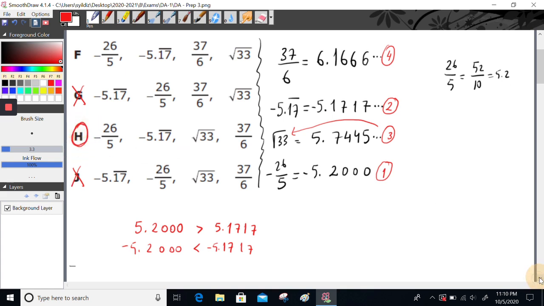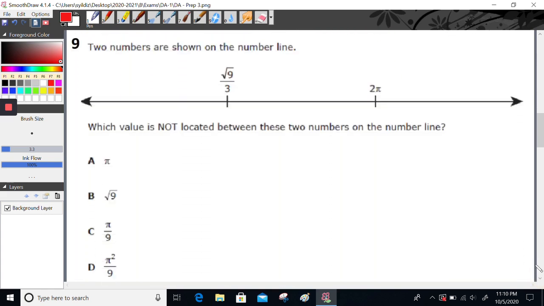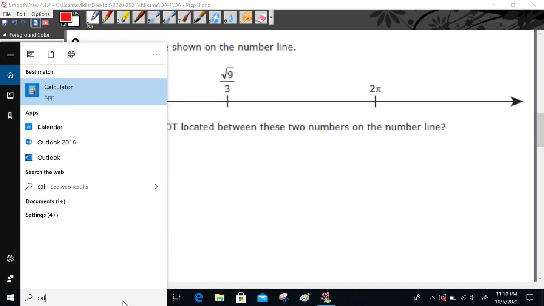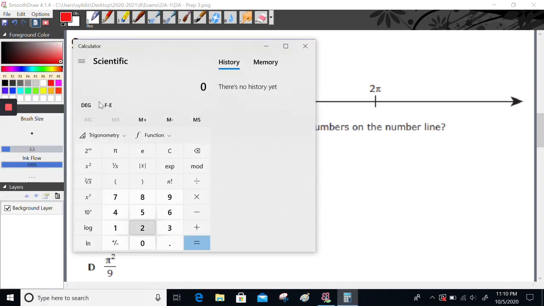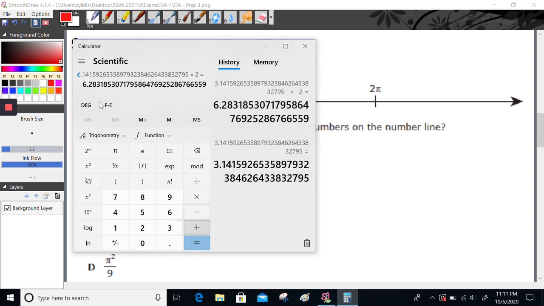Okay, so let's do the next example. The numbers are shown on the number line, root 9 over 3 and 2 pi. Okay, so first of all, let's find the value of 2 pi. So use your calculator for that. 2 times, so let's find the pi button. This is the pi. I multiply pi by 2, which is 2 times pi. So it is 6.2831. Let's write 6.2831.